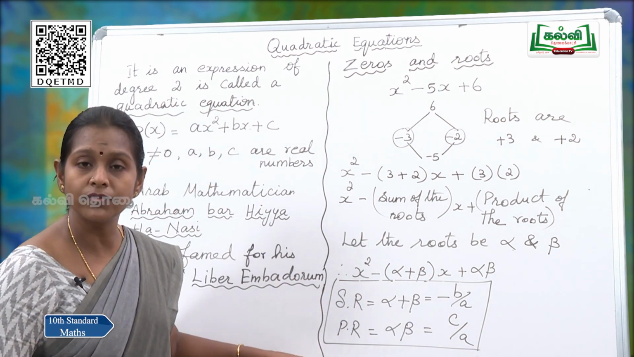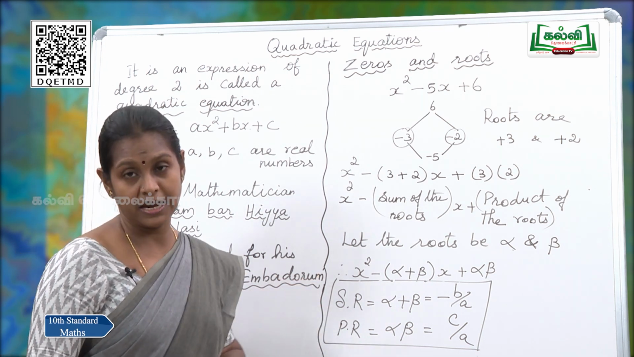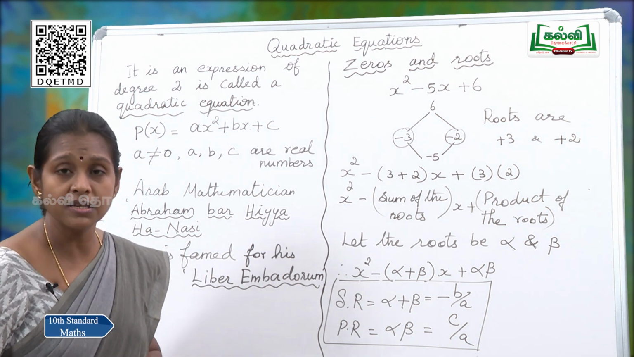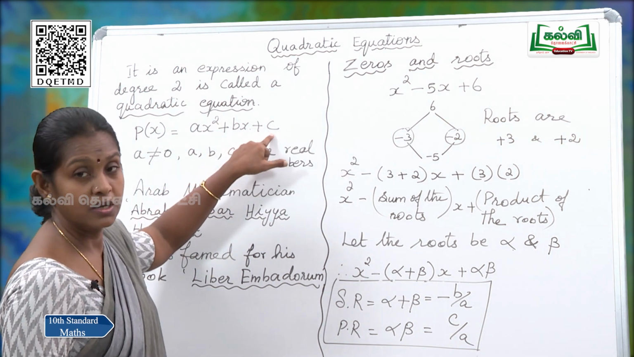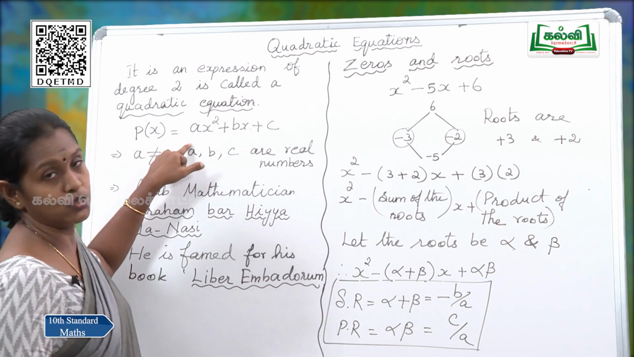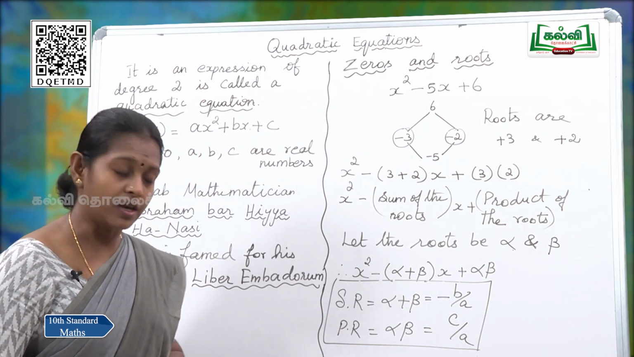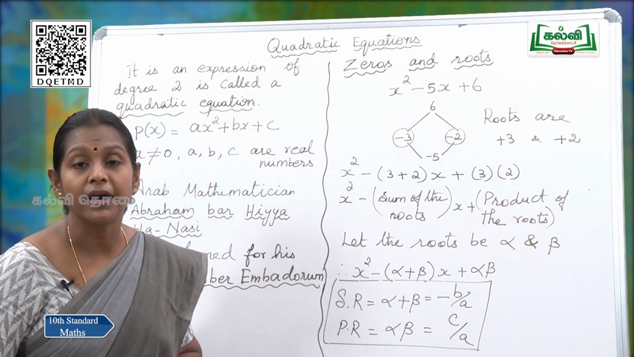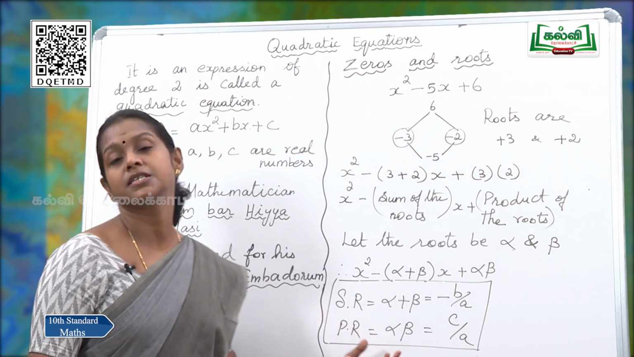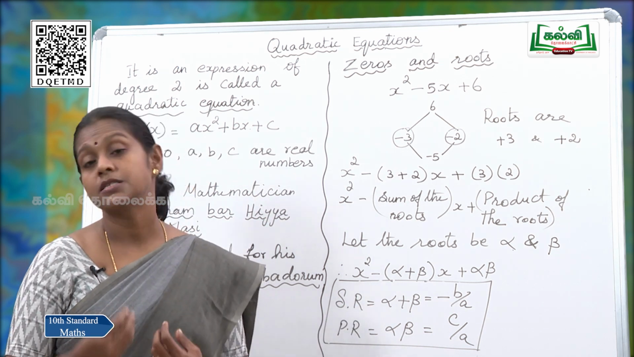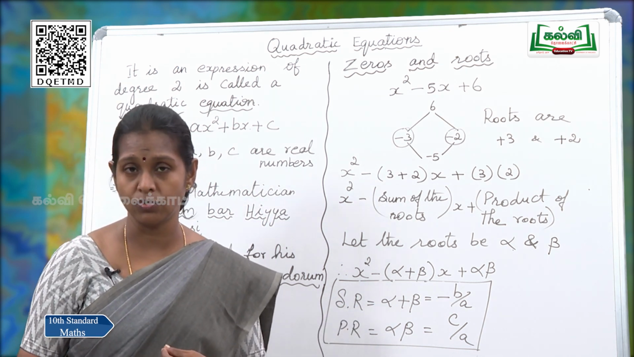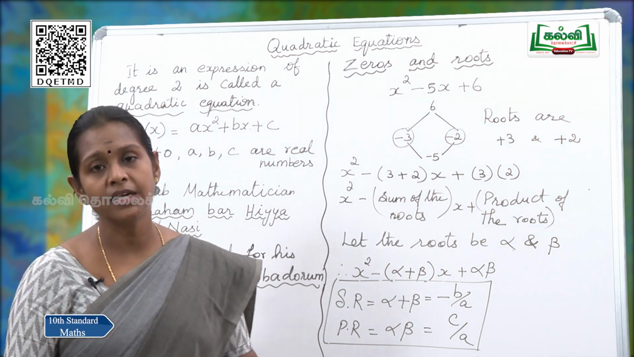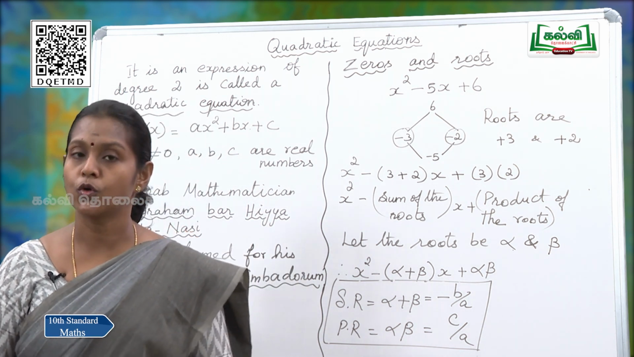And what about the product of the roots? Product of the roots, alpha beta, can be written as c by a. What is c here? The constant. And what is a? As usual, the coefficient of x squared. So product of the roots is c by a. These are the simple formulas to get the sum of the roots and the product of the roots from the given equation. We are going to learn these, and practice some problems according to this concept.